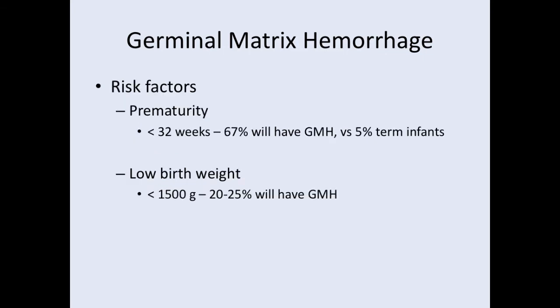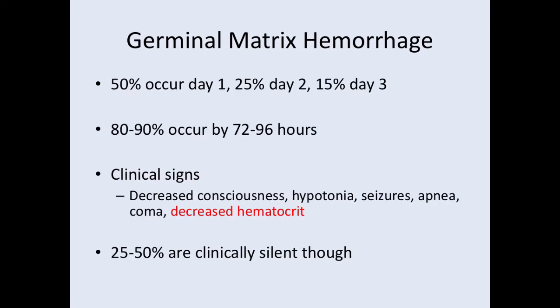So risk factors for germinal matrix hemorrhage include prematurity. Two-thirds of babies under 32 weeks of gestation will have some form of germinal matrix hemorrhage versus only 5% of term infants. And also another risk factor is very low birth weight. As far as when the hemorrhages occur, the vast majority will occur within the first 3 to 4 days of life. So 50% occur on day 1, 25% on day 2, and 15% on day 3.